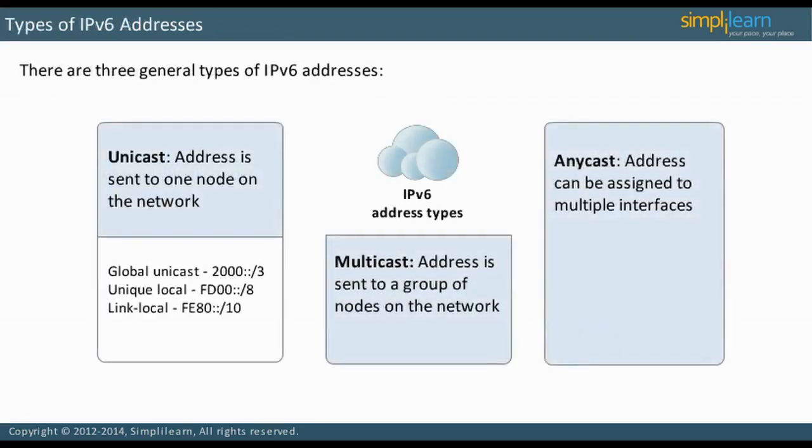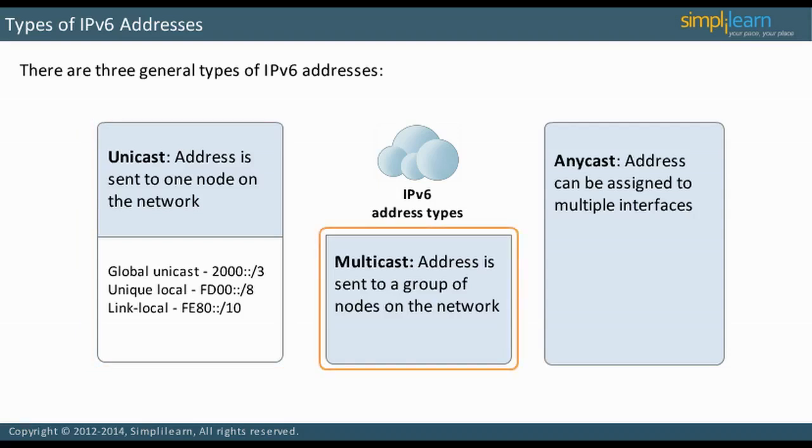There are 3 general types of IPv6 addresses: unicast, multicast, and anycast. A unicast address is sent to one node on the network. There are 3 kinds of unicast addresses. The first is a global unicast address in the address range 2000::/3. These are routable over the Internet. A unique local address is in the range FD00::/8 and can be used within one site. A link local address, which uses the range FE80::/10, is used only within a subnet.